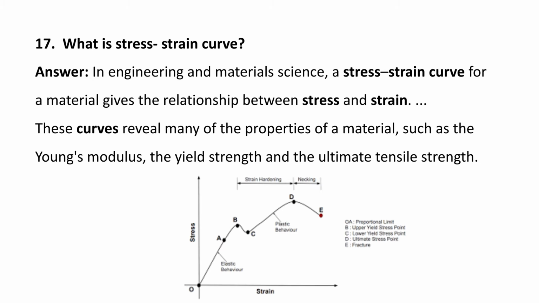Here you can see the example of a stress strain curve for a ductile material. OA is nothing but the proportional limit, where stress is directly proportional to the strain. Then the B point is known as the upper yield point, and C point is the lower yield point. Then D is nothing but the ultimate stress point, and point E denotes the fracture.